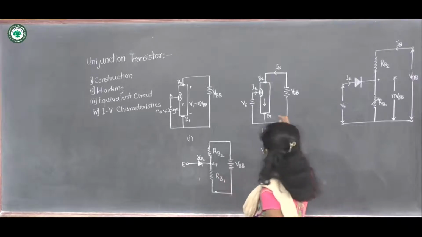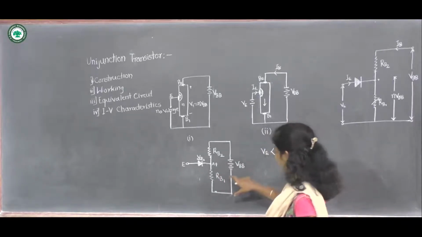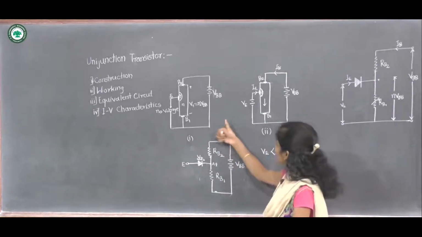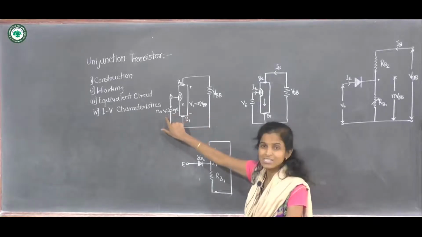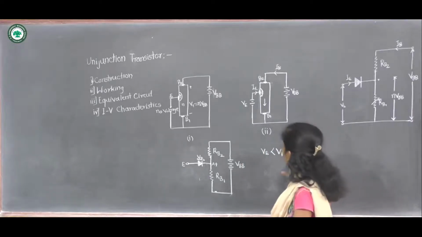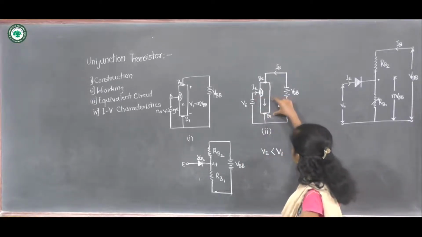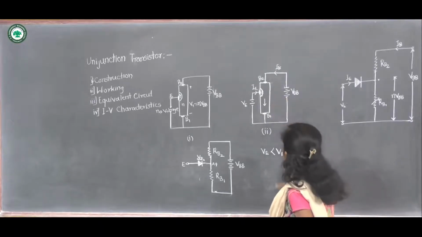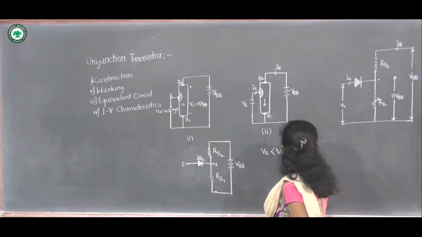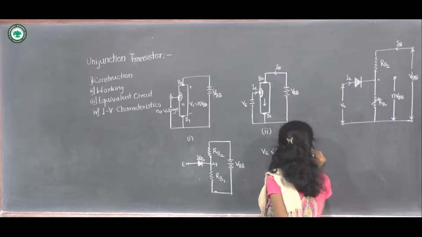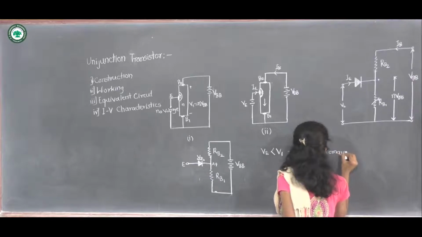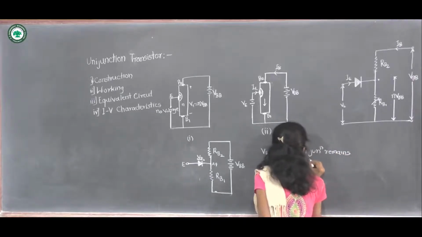where V1 is the potential across this RB1. When this happens, this PN junction remains in reverse bias. That is, when VE is less than V1, this PN junction remains in reverse bias.